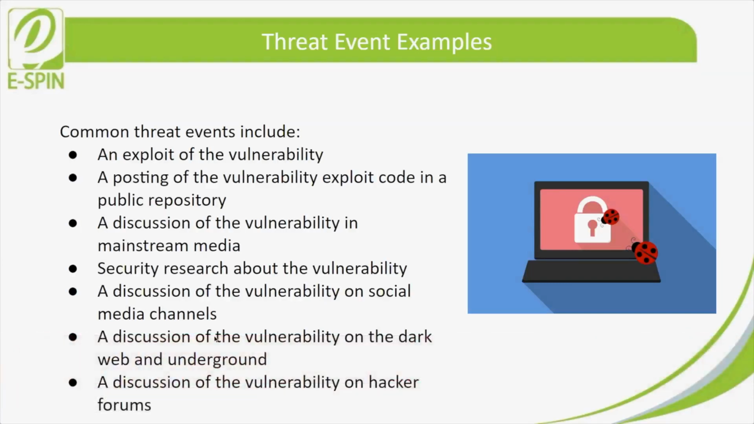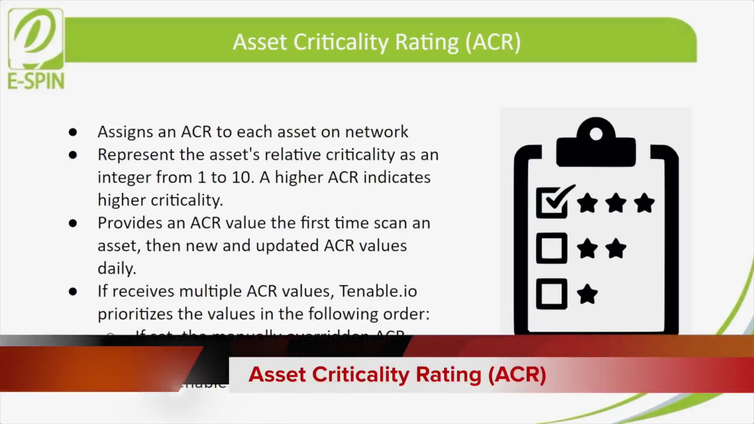And the last one is a discussion of the vulnerability on hacker forums. Asset Criticality Rating, or ACR, is assigned to each asset on a network. It represents the asset's relative criticality as an integer from 1 to 10. A higher ACR indicates higher criticality. Tenable provides an ACR value the first time it scans an asset. Then the ACR value is updated daily.